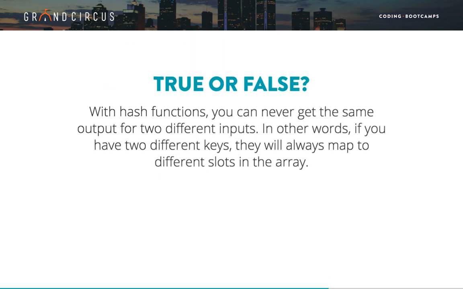True or false? With hash functions, you can never get the same output for two different inputs. In other words, if you have two different keys, they will always map to two different slots in the array. False. Most hash functions will produce the same result for several possible inputs. Because of this, it's necessary to handle collisions in hash-based data structures.